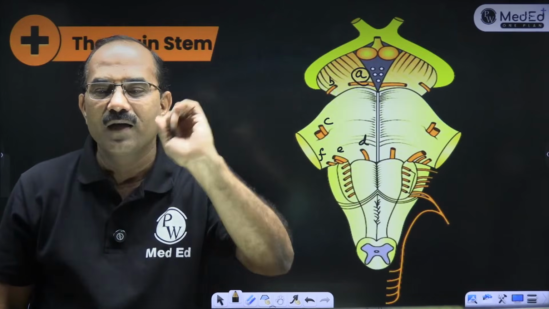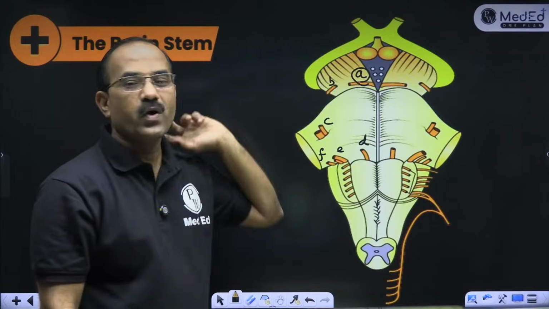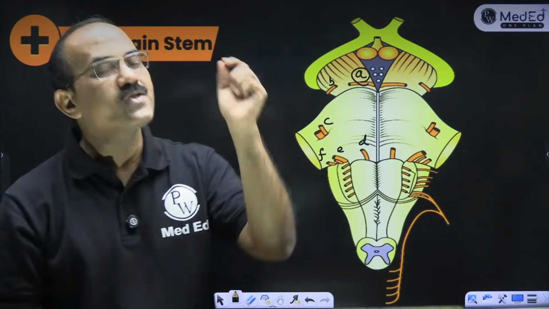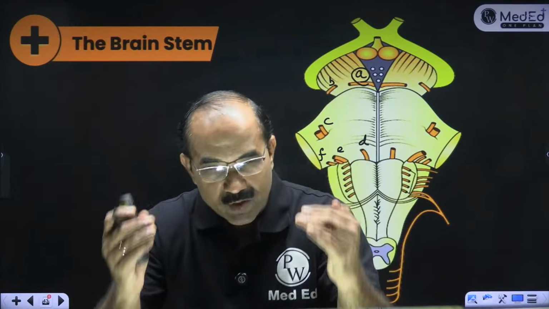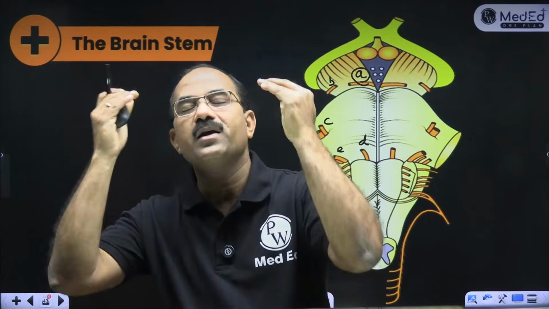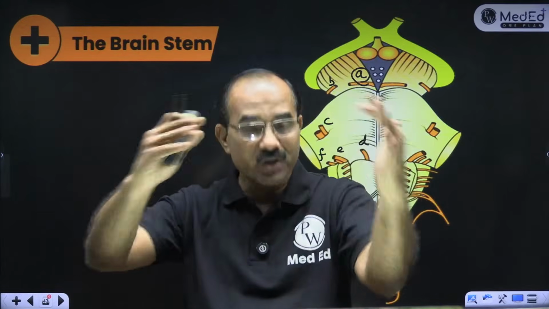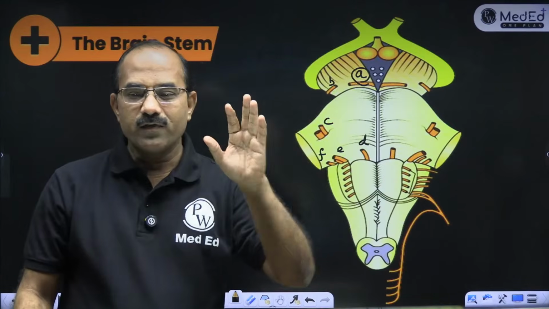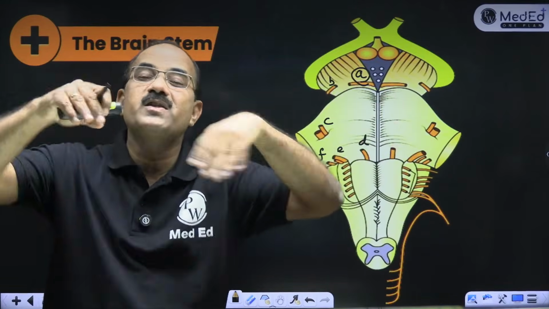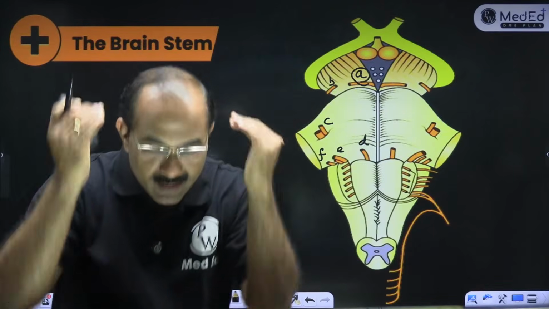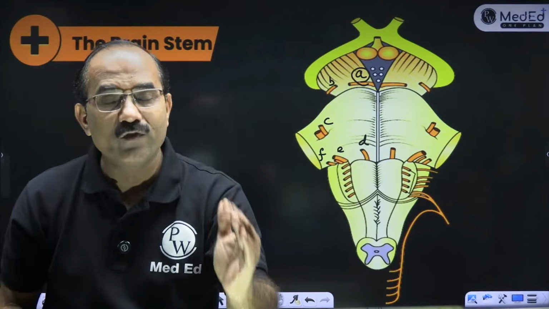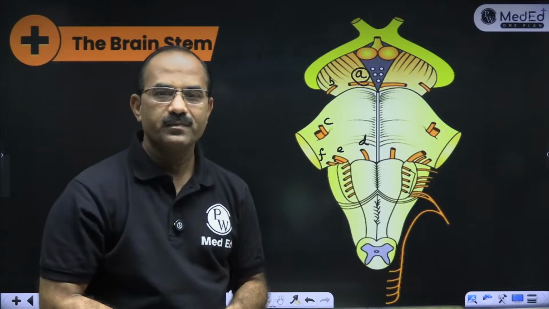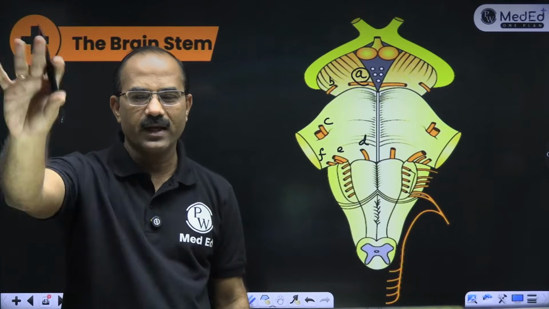Where is the nucleus of the trochlear nerve? The nucleus of the trochlear nerve is in the midbrain at the level of the inferior colliculus. This you should know. This is the attachment of the trochlear nerve to the brainstem, but the nucleus is in the midbrain at the level of the inferior colliculus. Remember this.